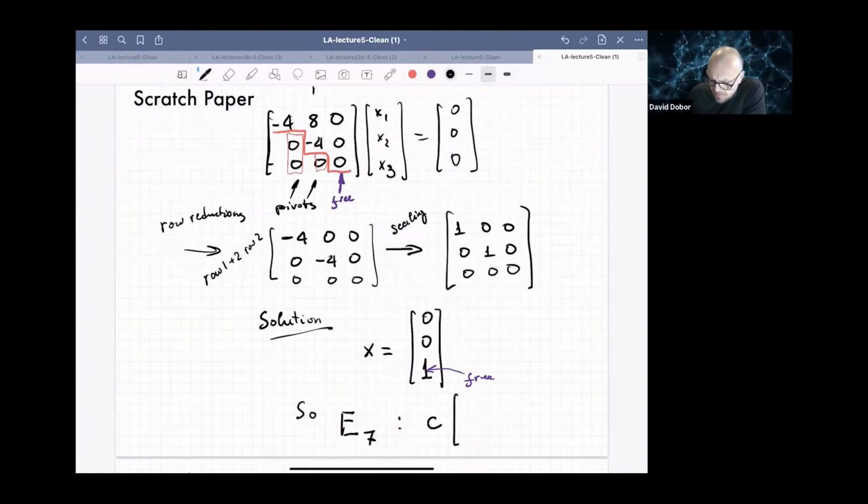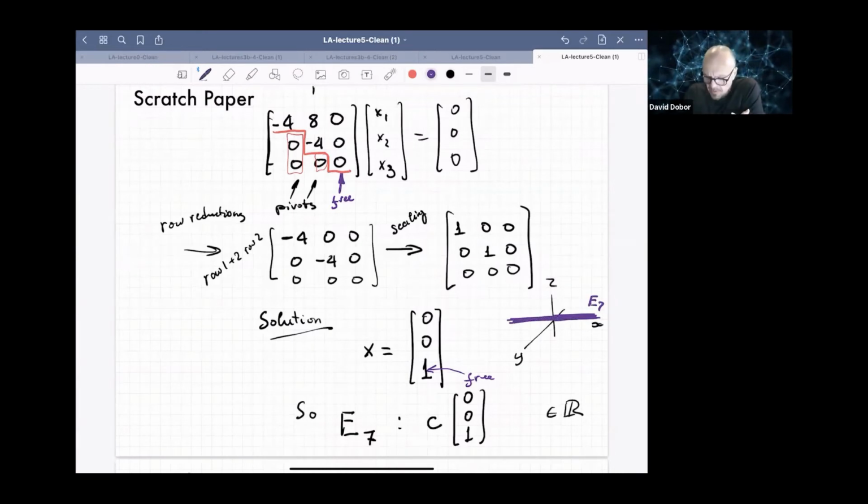multiples of this vector. This is a vector in the three-dimensional space, in R3. If you want to draw R3 real quick, let's say this is the x-axis, the first axis, this is y, this is z, then this line here, in both directions, is the eigenspace associated with 7.